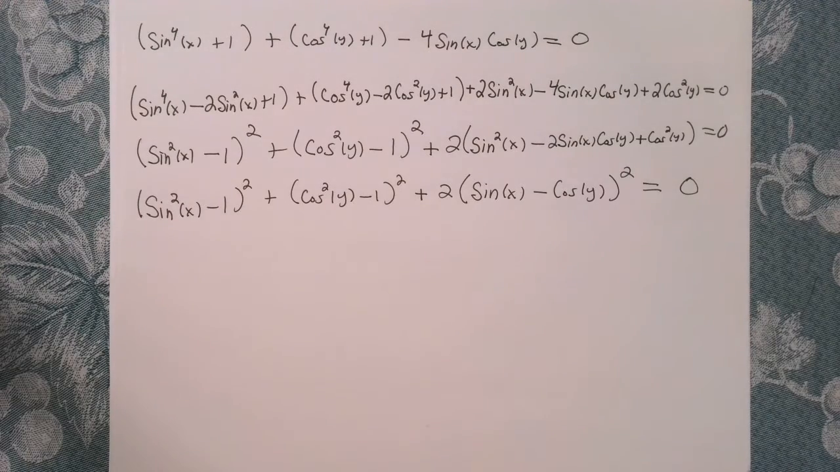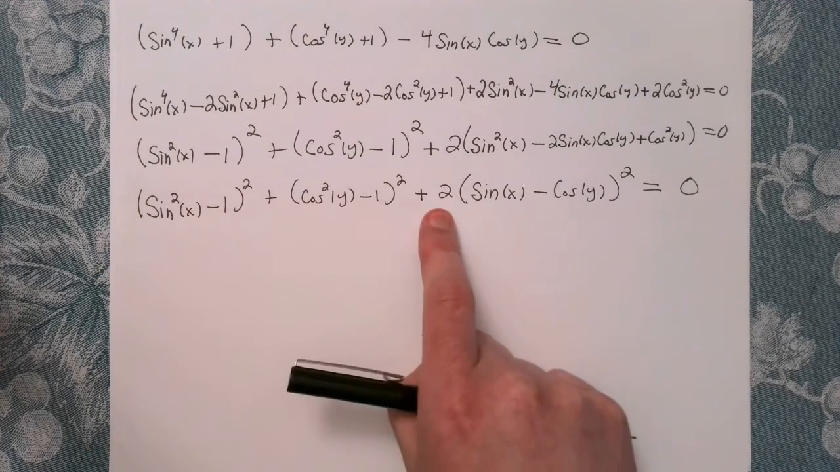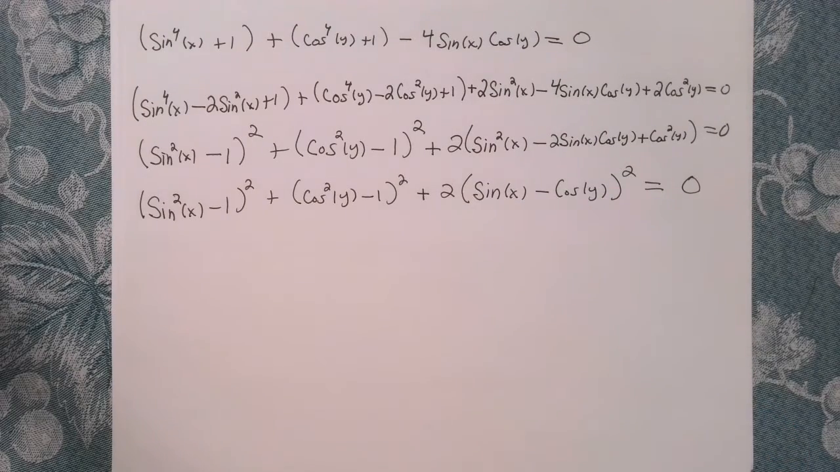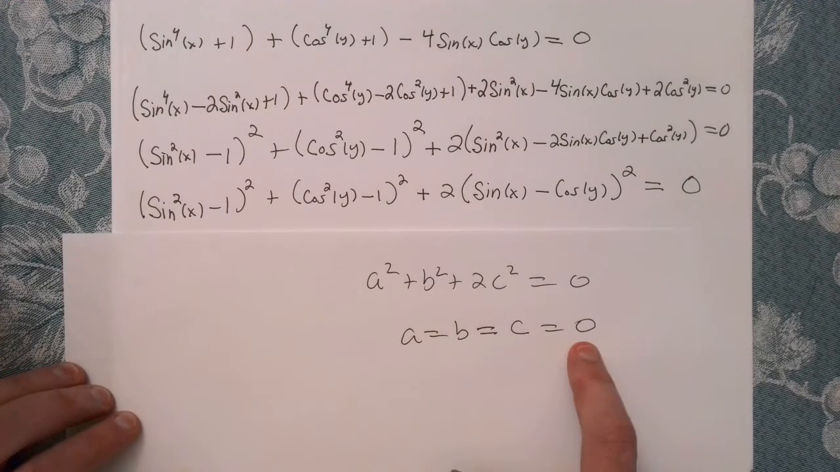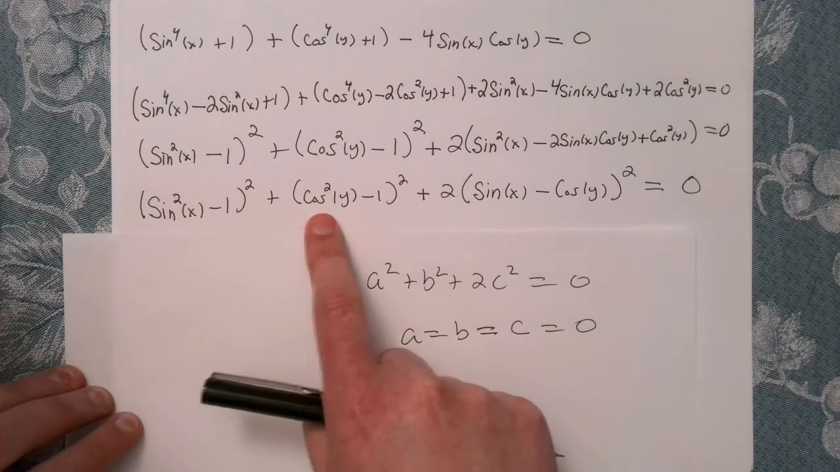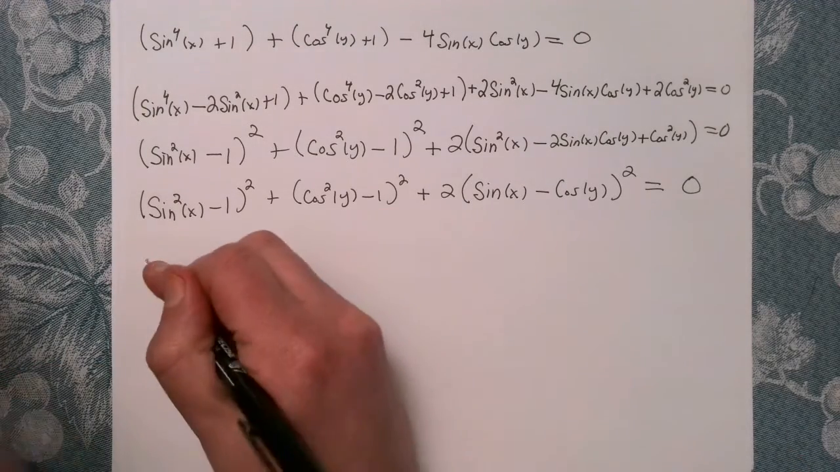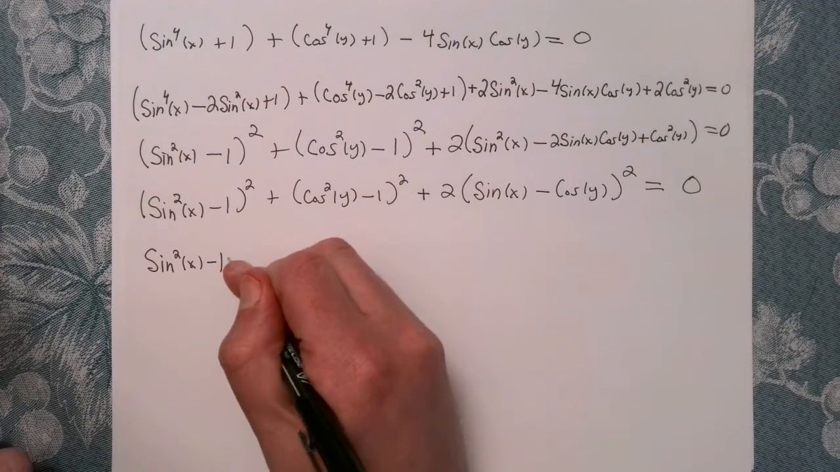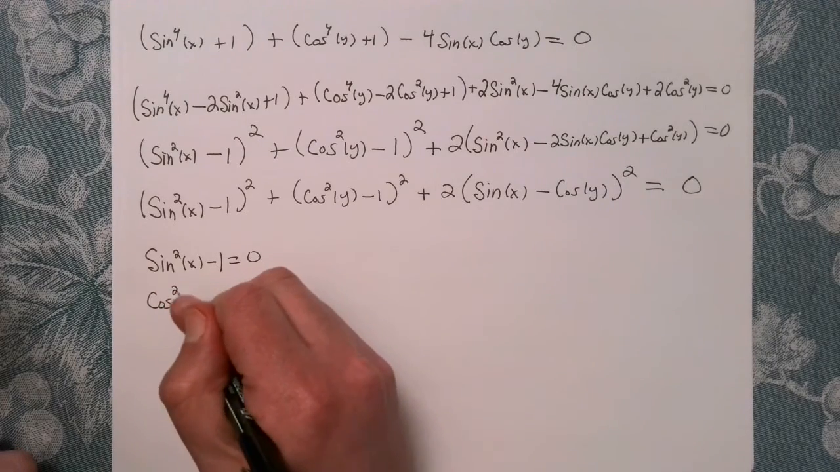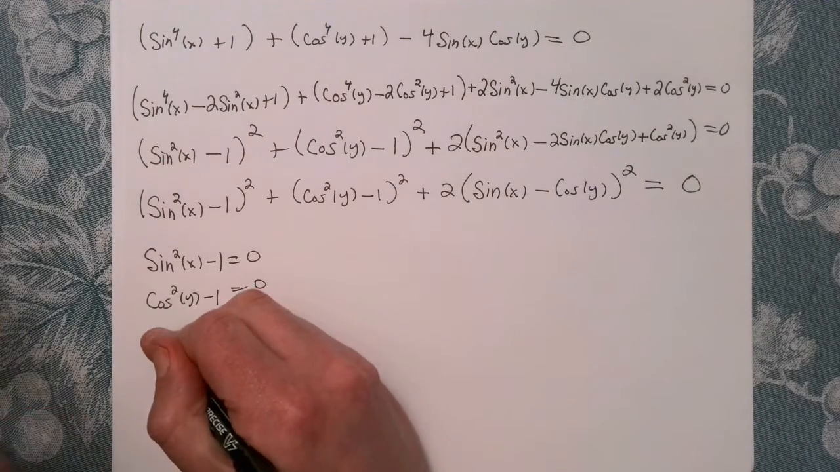Okay, well, if we think about this for a moment, this is actually pretty nice. Essentially, this is like something in the form a squared plus b squared plus 2c squared equals 0. And we know the only solution to that is a equals b equals c equals 0. So that means I can set that equal to 0, that equal to 0, that equal to 0. And of course, I mean the only real solution. So that means that sine squared of x minus 1 must be 0. Cosine squared of y minus 1 is also 0. And then this difference is also equal to 0.